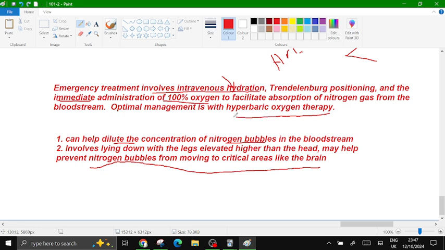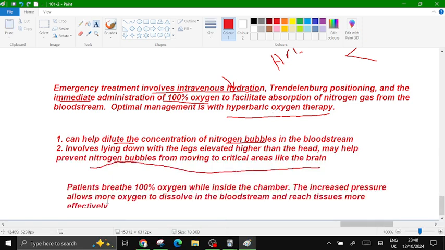And the last one is a machine called hyperbaric oxygen therapy, which is basically a machine that will give the patient 100% oxygen at a higher pressure, and this will allow the oxygen to dissolve more in the tissues that are being affected by these bubbles, rather than breathing through a mask. This machine will give pressure to make the oxygen dissolve more.